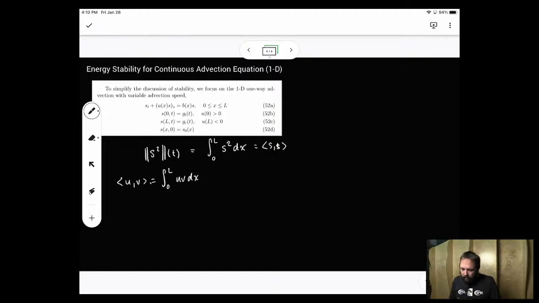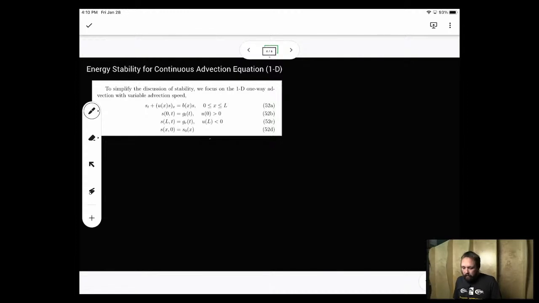Okay, so what we're going to do is take an inner product of the PDE with S, with the solution, and then we'll come up with a way to put bounds on the energy. And in the process, we'll keep track of some of the steps that are required to make this happen so that we can try to mimic that in the discrete form. Okay, so let's go ahead and get started there.